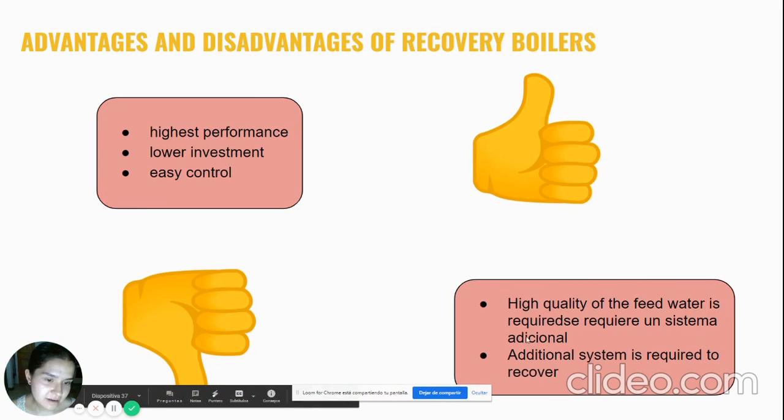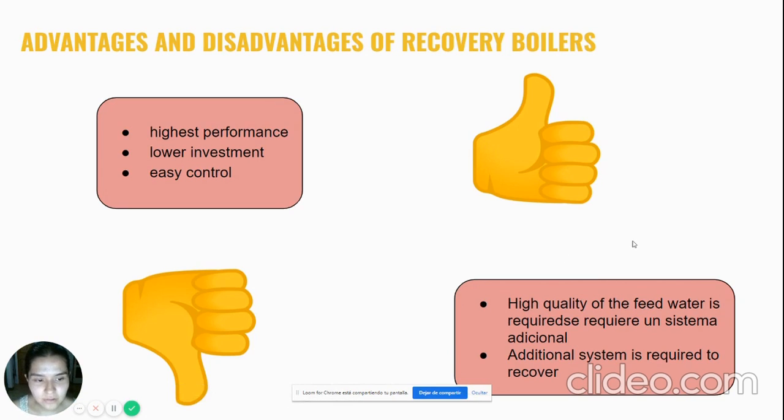Okay, these are the disadvantages. When using water steam as the carrier fluid, a high quality of the feed water is required. In general, it's not possible to lower the temperature of the gases sufficiently. Consequently, an additional system is required to recover the less sensible heat in gases leaving the boiler.